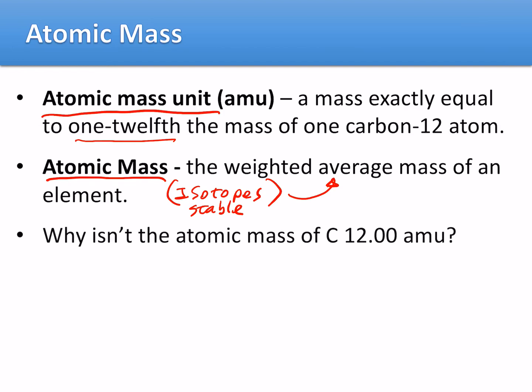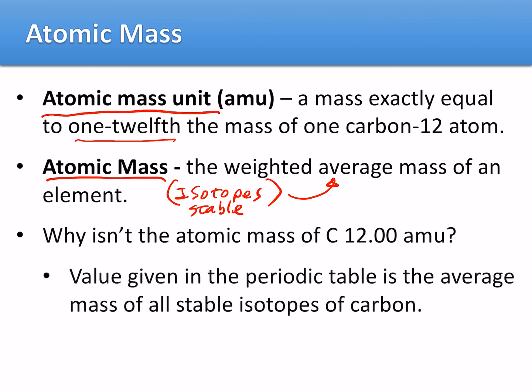So, for example, if we take a look at the mass of carbon, those atomic masses that we can find in the periodic table, you will find that the mass for carbon is not 12 AMUs. After all, 1/12 the mass of one carbon-12 atom is 1 AMU, so the carbon-12 atom has 12 atomic mass units. However, the number that you see in the periodic table is not 12. So what comes into play here is that you are looking at the stable isotopes of carbon.